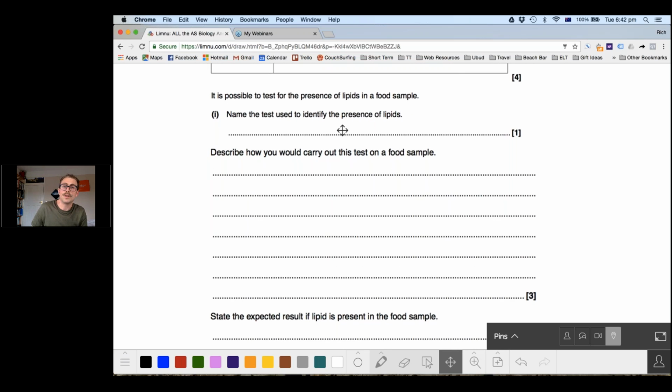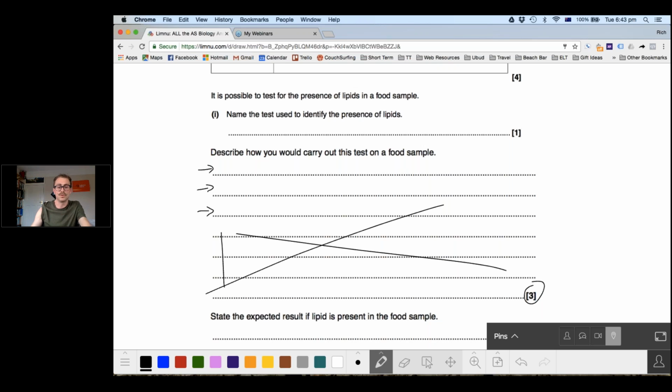Name the test used to identify presence of lipids, a single 1-point factual recall. It is the emulsion test. The ethanol test. I would call it the emulsion test. I'll look at the mark scheme. I'm pretty sure I know it uses ethanol. I know that you understand what the test is, but I would think the emulsion test is the name that they want. 3 marks. Describe how you would carry it out. 3 sentences. All of this, wasted space. You do not need it. If you're writing more than 3 lines for this, then you don't know the answer concisely enough.